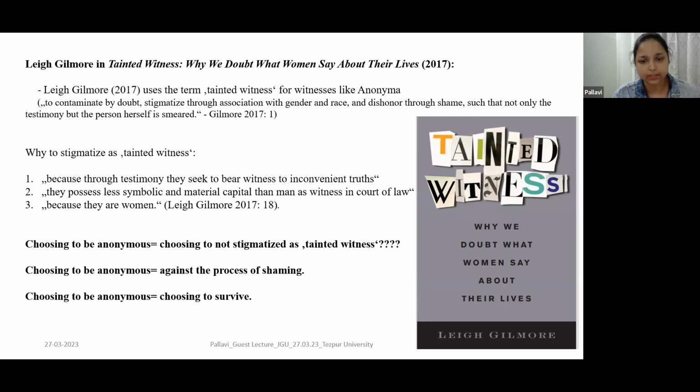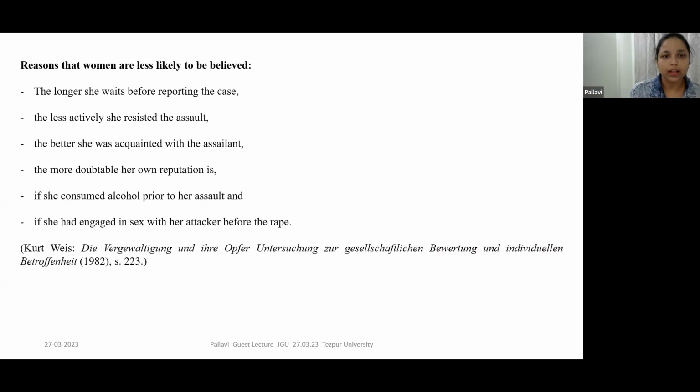Kurt Weiss also writes in his work about the focus on the victim, and tried to summarize the reasons that women are less likely to be believed when they talk about rape and sexual violence. These are the points he makes here. The longer she waits before reporting the case, the less likely she is to be believed.